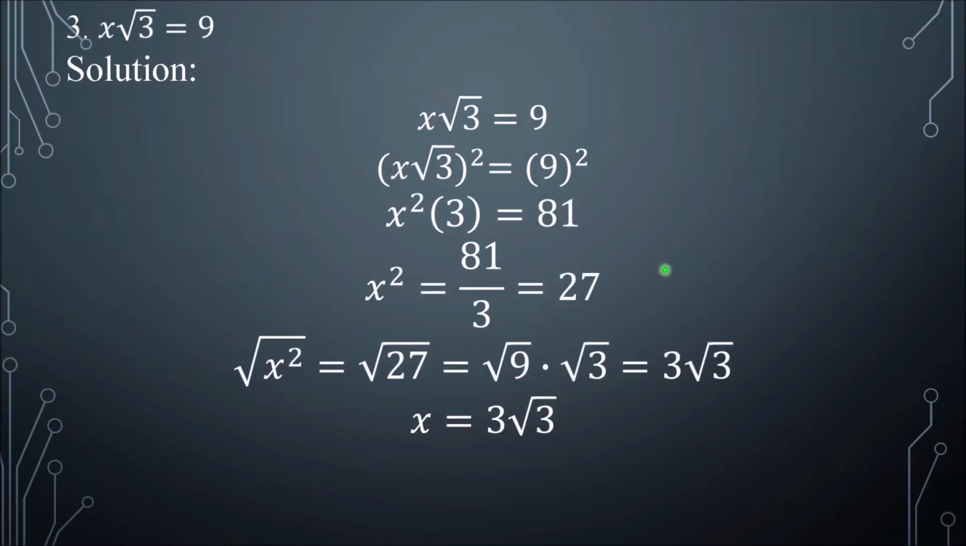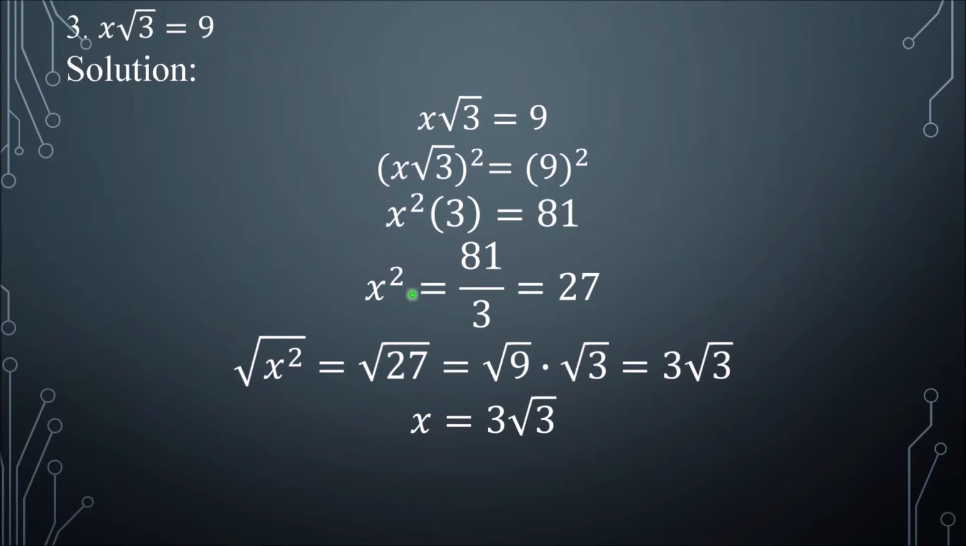Number 3, x squared times square root of 3 is equal to 9. Now again, squaring both sides, we have x squared is x squared, square root of 3, quantity squared is 3, and then 9 squared is 81. Now, x squared is equal to 81 over 3, which is 27.